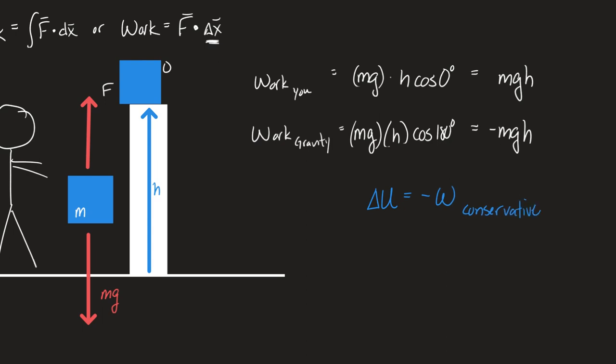You lifted the box, but you changed the earth-box system. You separated them. So again, you lifted the box, but you changed the earth-box system. This stored energy in the form of what's called gravitational potential energy. The amount of that energy is just equal to mgh.